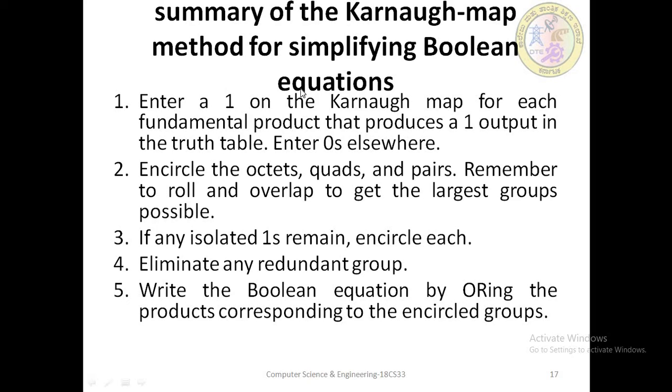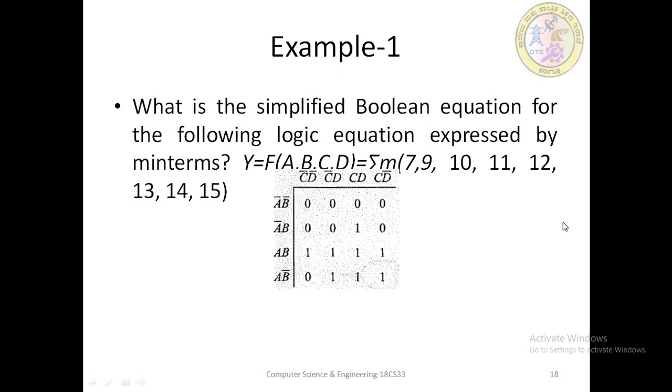Enter one in the Karnaugh map for each fundamental product that produces one output in the truth table and enter zero elsewhere. That means we should enter one where we have an output for the particular combination of the input. Encircle the octets, quadrants and pairs. Remember to roll and overlap to get the largest group. Always we should start with the largest group itself. If any isolated ones remain, encircle each; no combination should be left out. Eliminate any redundant group. Write the Boolean equation by ORing the products of the corresponding encircled groups.